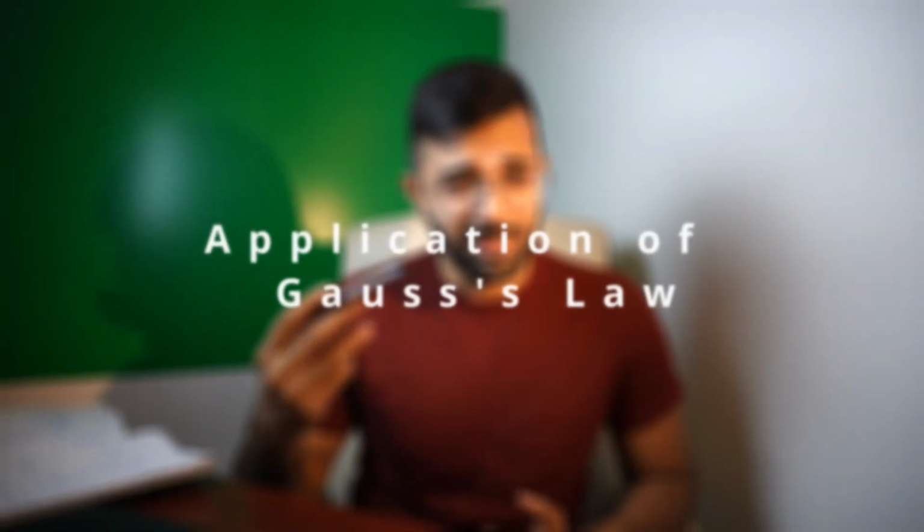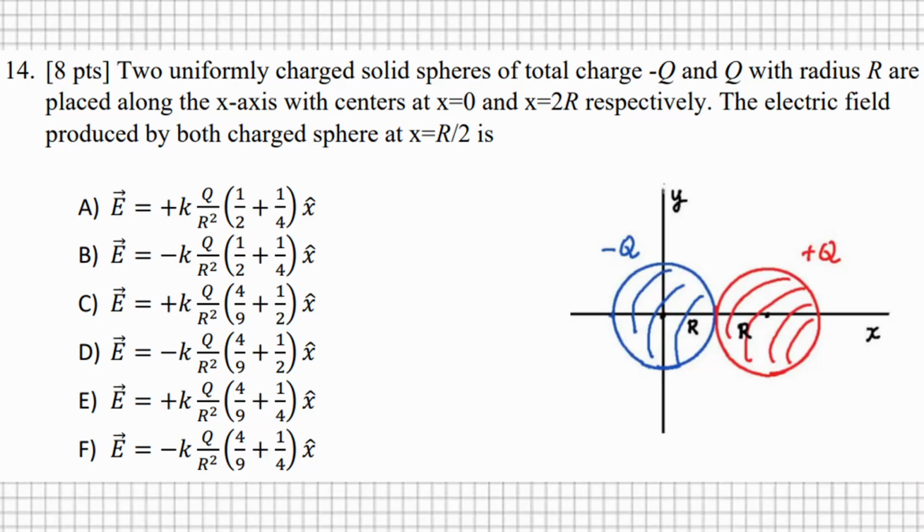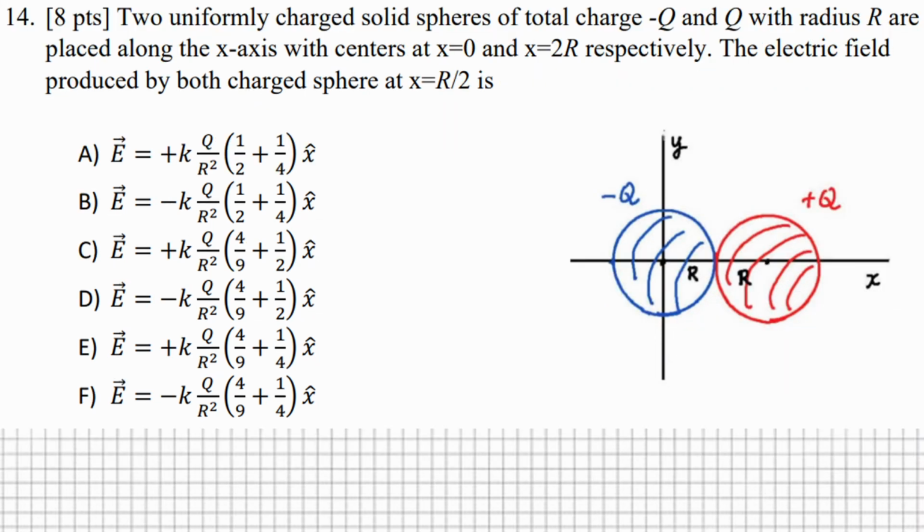We're now going to solve this next question from Application of Gauss's Law from section 22.4. Two uniformly charged solid spheres of total charge minus q and q with radius r are placed along the x-axis with centers at x equals 0 and x equals 2r respectively. The electric field produced by both charged spheres at x equals r over 2 is, and then we're given options from A to F, along with the figure.